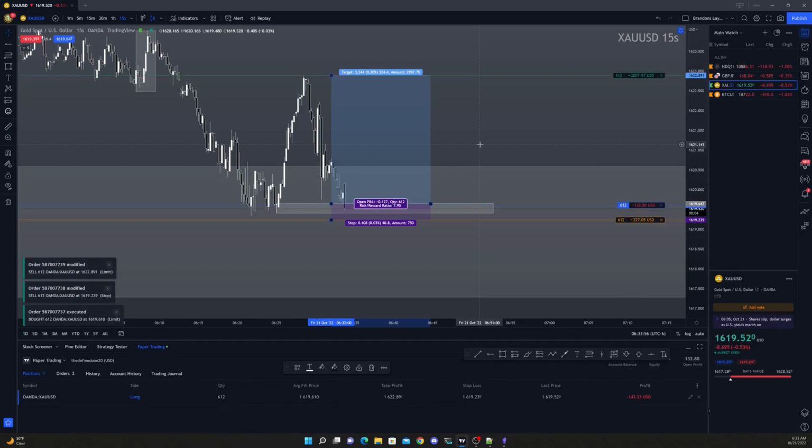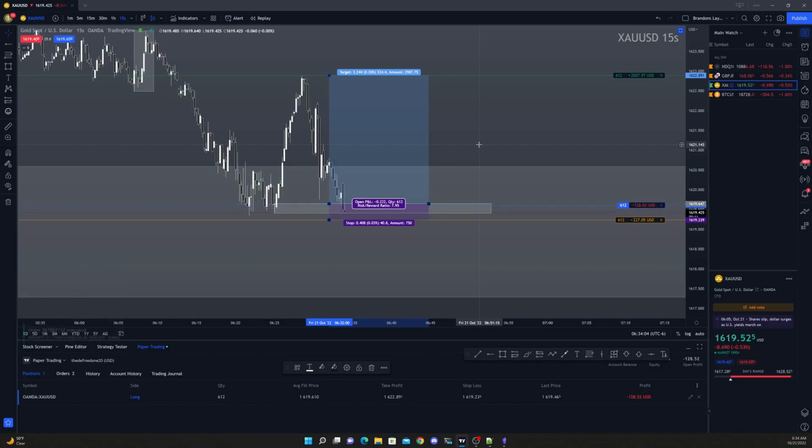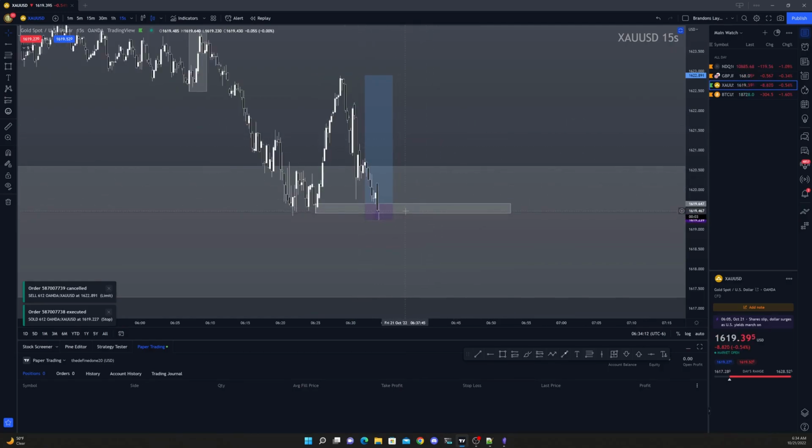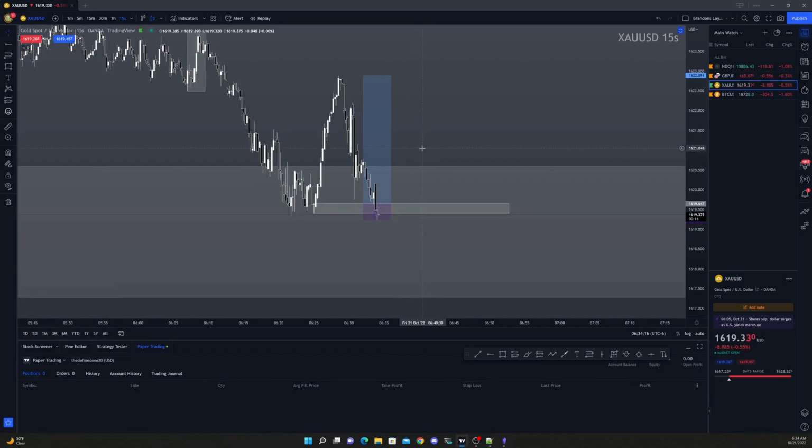Uh-oh. Limit in. Is it just going to take me out? What's going on here? What's happening, y'all? Oh, yeah. So that's an L. So there you see, I tried to limit in on this very small 15-second zone, and it didn't work out for me, unfortunately.